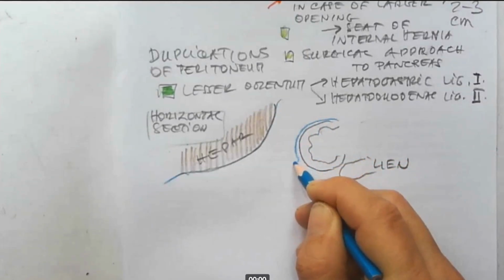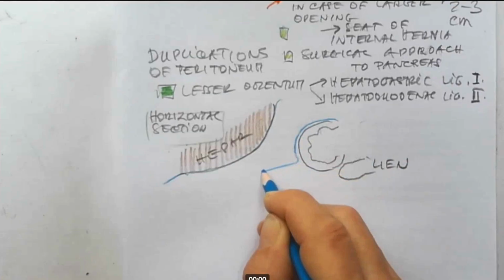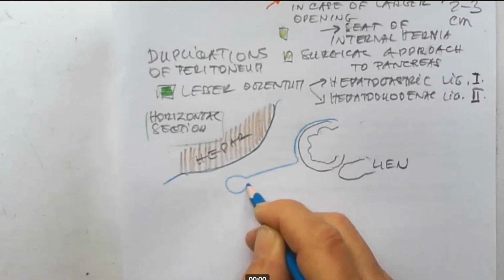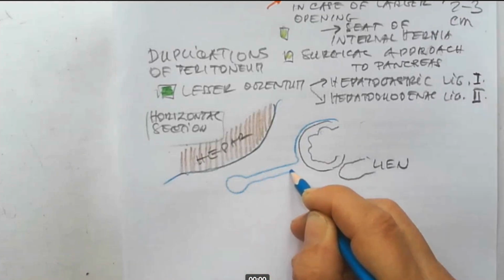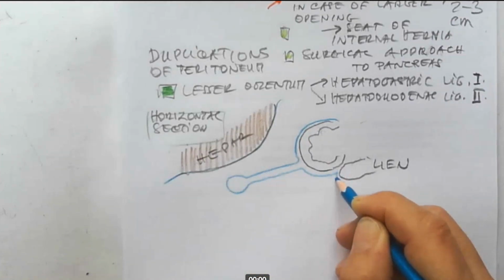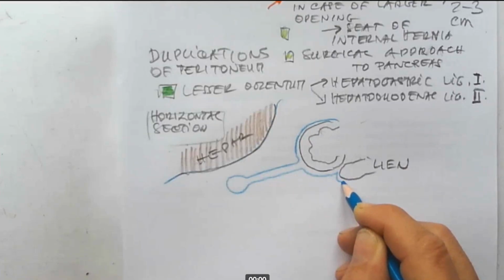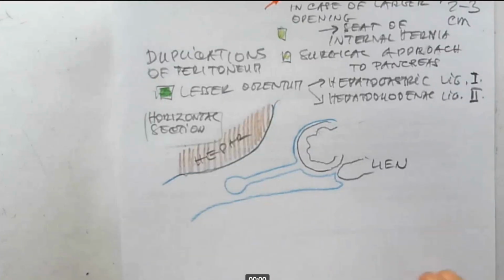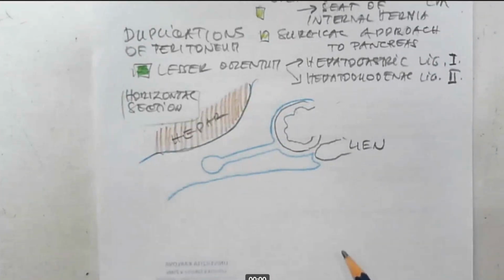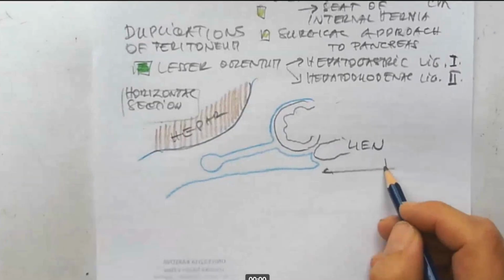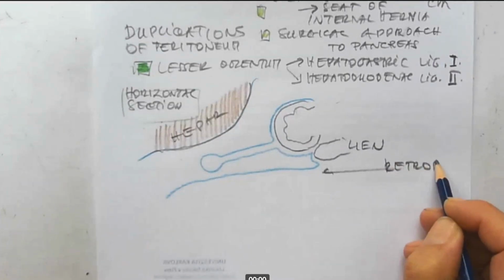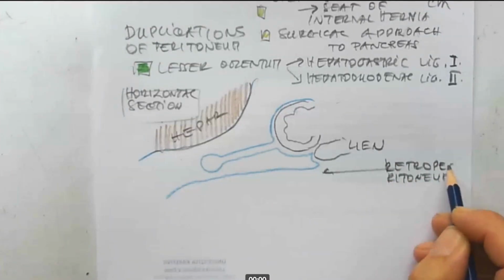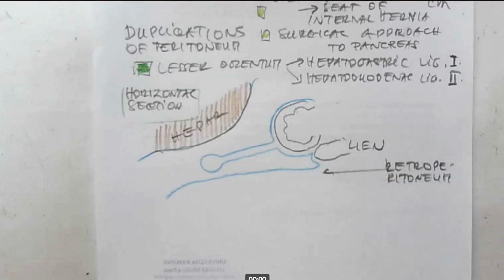Then drawing the hepatogastric ligament and hepatoduodenal ligament, returning back, covering the posterior wall of the stomach, and the spleen, lien, returning and covering the dorsal organs or retroperitoneal organs. So the space here is called retroperitoneum. We are behind the peritoneum. That's why it's called retroperitoneum.